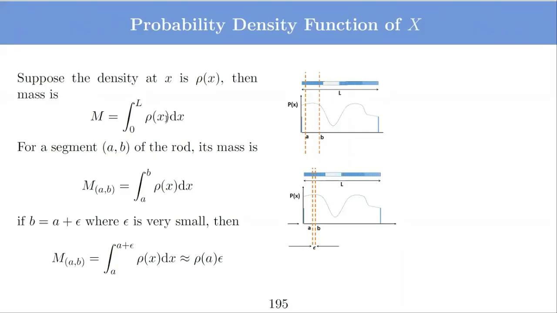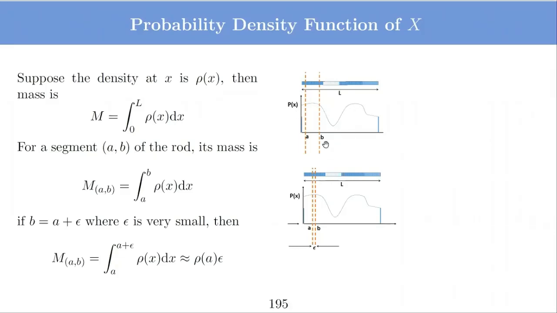The density is mass per length, so mass would be given by density into length. Length is dx, density is rho x, so mass dm would be equal to rho x into dx. If I add all of these, we get the mass of the total stick. Similarly, this is not just true for the whole stick, it is also true for any small segment. If you take a segment from A to B of this rod, then its mass would be equal to the integration of rho x over the interval A comma B.